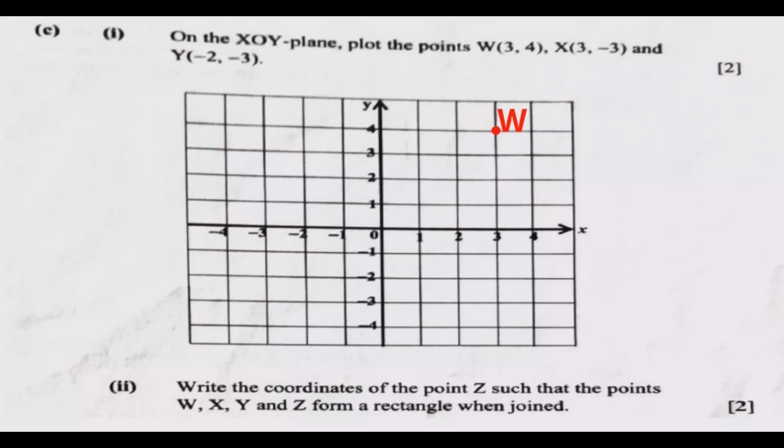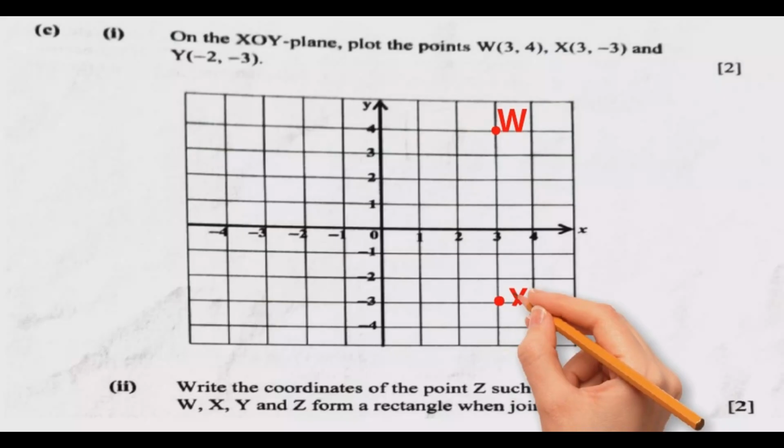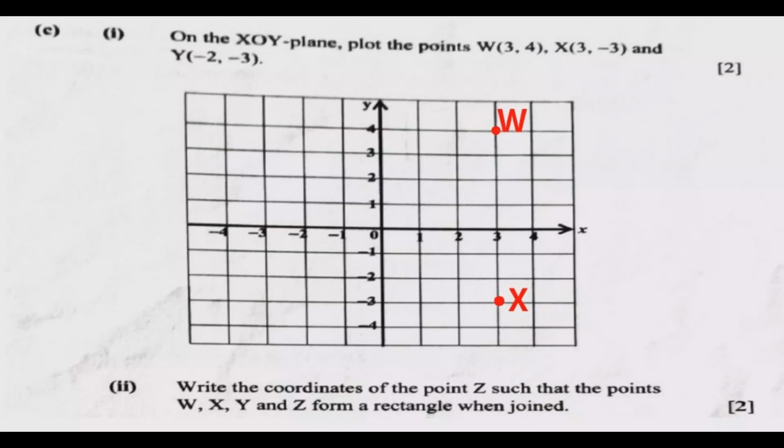Then we come to X. We are given the coordinates which are 3, negative 3. Then we are going to go to the x-axis where it's written 3, and then we'll go downwards until we meet the line that is coming from negative 3, which will be this point. That's where these two lines will meet, and that is the point, and we name it X.